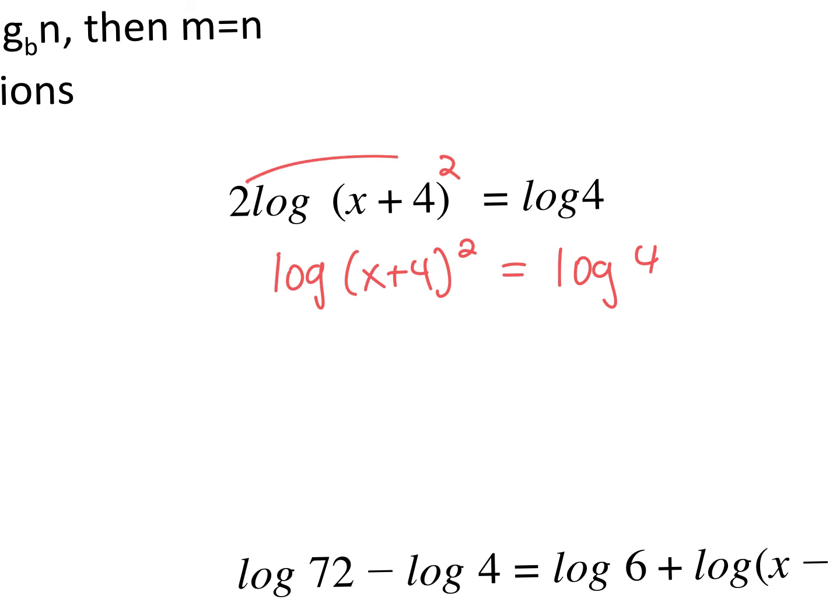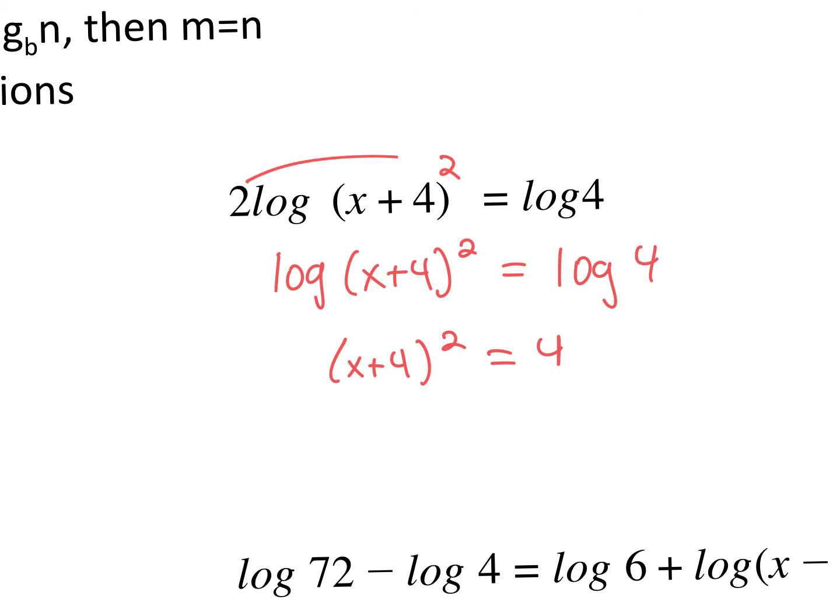Now, can we set the a values equal to each other? Yep, we sure can. (x plus 4) squared equals 4. Not done yet though, right? How do I solve something that looks like this? We have to go back to the beginning of this semester. Can you put that 2 into them? We're not going to distribute the 2.